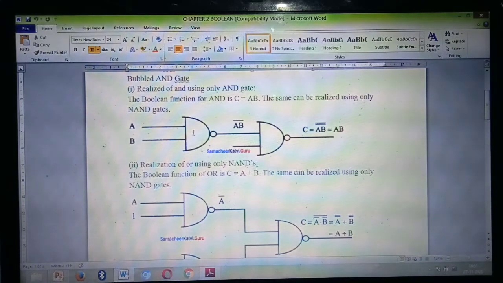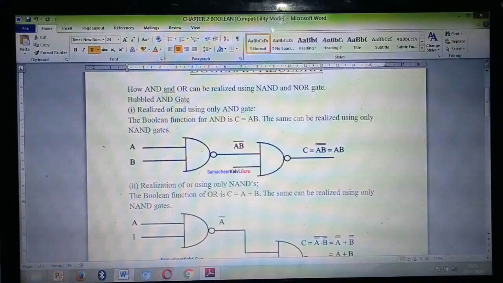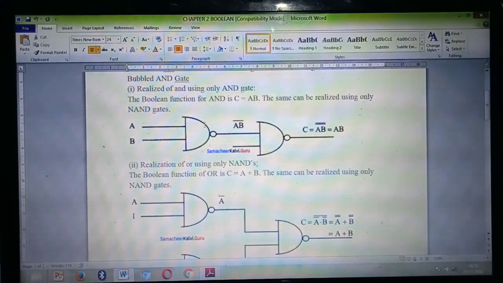So the second question is how AND and OR can be realized using NAND and NOR gates. First one is the bubbled AND gate. Now you can draw with your free hands, no problem. Draw first. Either draw on paper and paste it near, otherwise draw in your computer notebook.